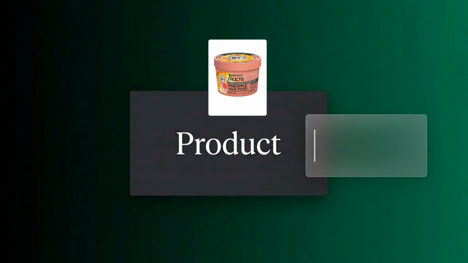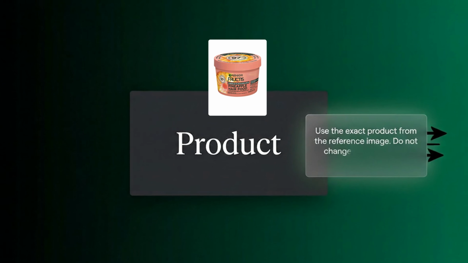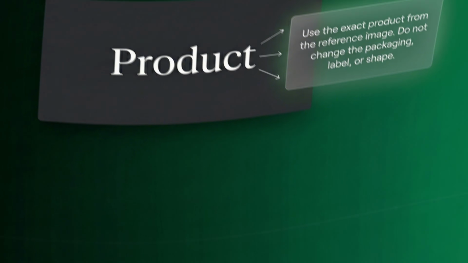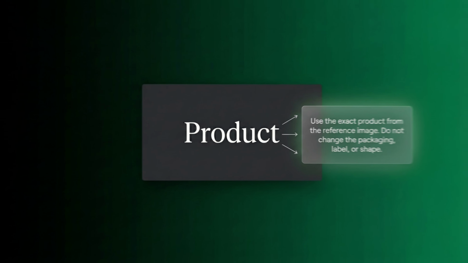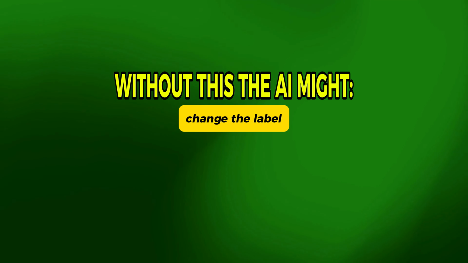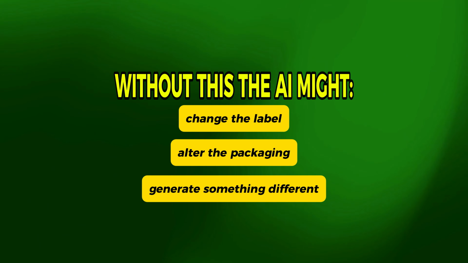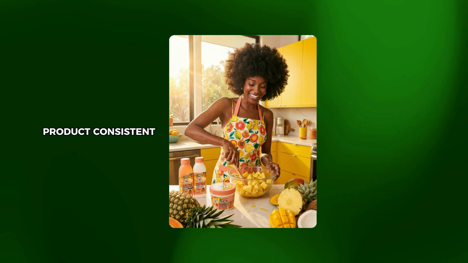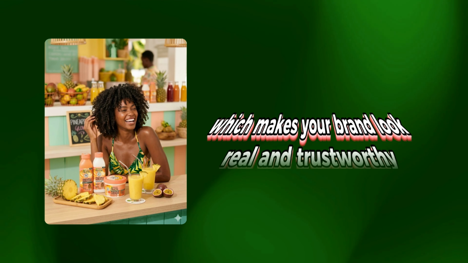Now, this part is crucial. Every time you write your prompt, you need to include a product preservation rule. Something like, use the exact product from the reference image. Do not change the packaging, label, or shape. This one line is what separates random AI images from realistic brand visuals. Without this, the AI might change the label, alter the packaging, or generate something completely different. But with this rule, it keeps your product consistent across every image, which makes your brand look real and trustworthy.